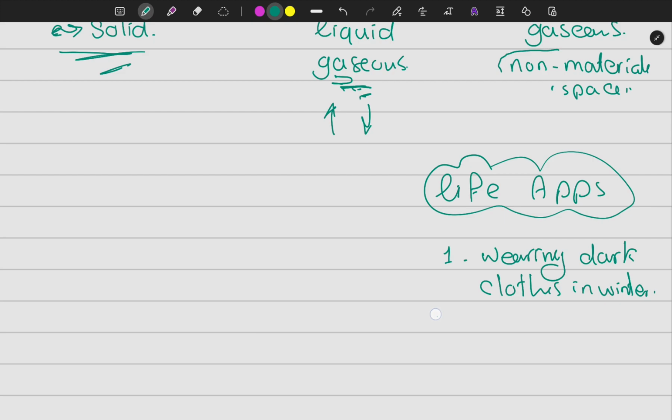Number 2. Wearing light clothes in summer, exactly the opposite, to reflect most of the heat energy from the sun. We have another life application, for example, the electric heater. Number 3, the conditioner.